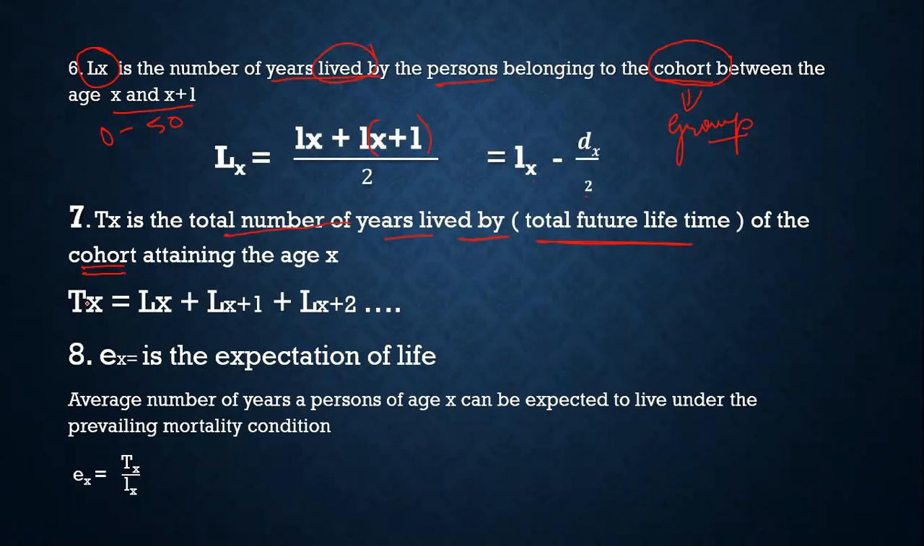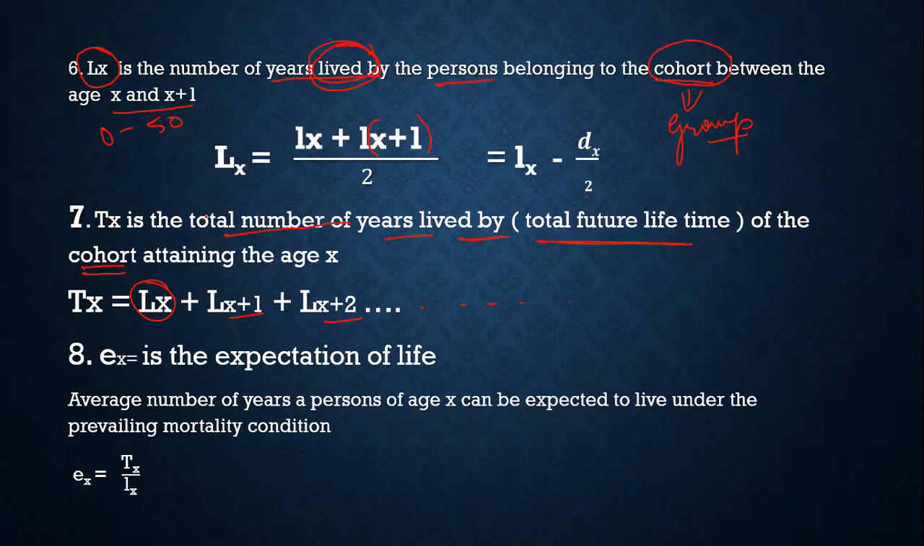So the formula will be TX is equal to LX. Now your LX will be the capital L, how many years they survive. LX plus LX plus 1, LX plus 2, and it goes on till the age of that particular cohort, the age group of that particular cohort. That is TX. So what is TX?